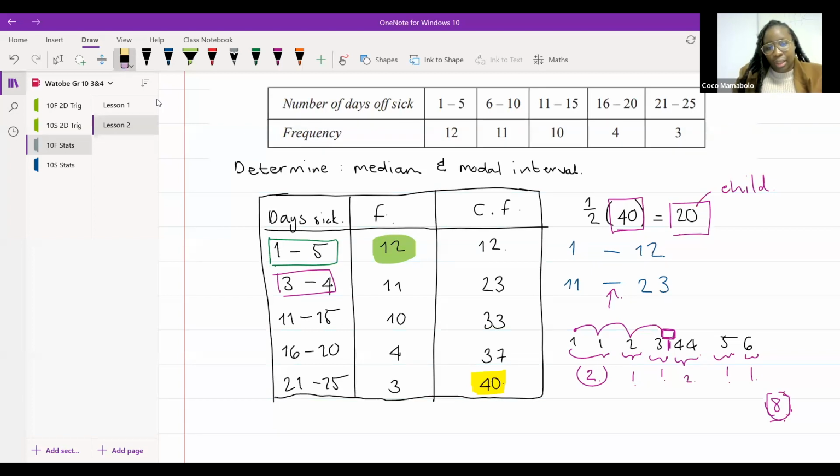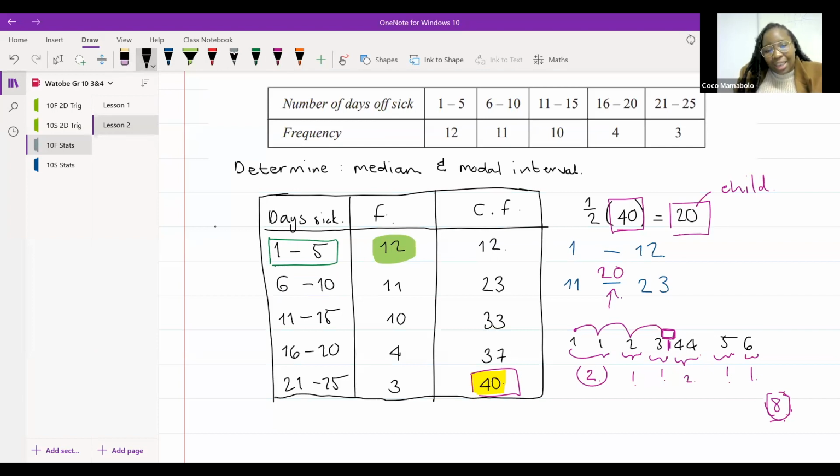If we divide the 40 by 2, we're going to end up at the 20th value, because we have 40 values altogether. So if we divide 40 by 2, it's going to put us right in the middle of where we want. But we don't know what that number is. We don't know which number of days it is.